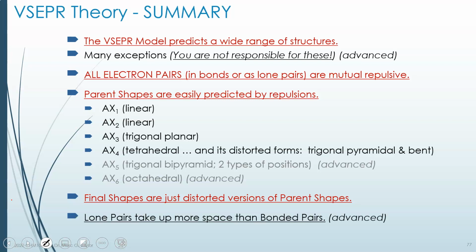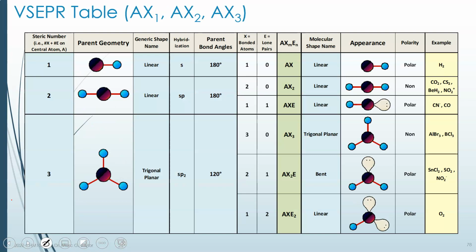And remember, lone pairs take up space too. In fact, they actually take up more space. You don't need to know they take up more space, but you definitely need to know that they take up some space, just like the bonded pairs. And you also have tables that you were given in your handouts. This shows you the AX1, AX2, and AX3 set, whether there are bonded atoms or electron pairs, and it lists all the sets. But you're only responsible for the 5 shapes we already talked about.